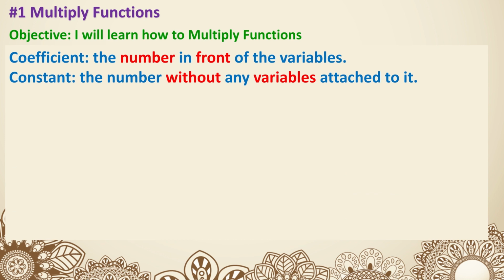Coefficient, the number in front of the variable. So for example, 4x squared or negative 5x cubed, that 4 and the negative 5, these are coefficients. Constant is the number without any variable attached to it.